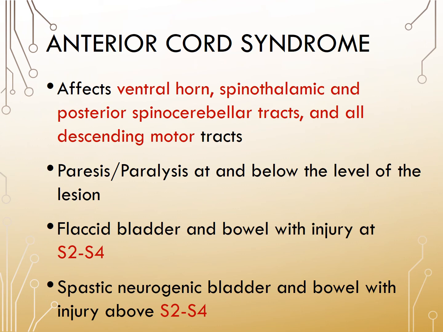Anterior cord syndrome is most often due to a stroke involving a major artery that runs down in the groove on the anterior side of the spinal cord and supplies approximately the anterior 2/3 of the spinal cord. It affects the ventral horn and the spinothalamic tracts, and also has impact on part or all of the posterior spinocerebellar tracts and all of the descending motor tracts. Resultant signs and symptoms include paralysis or paresis at and below the level of the lesion.